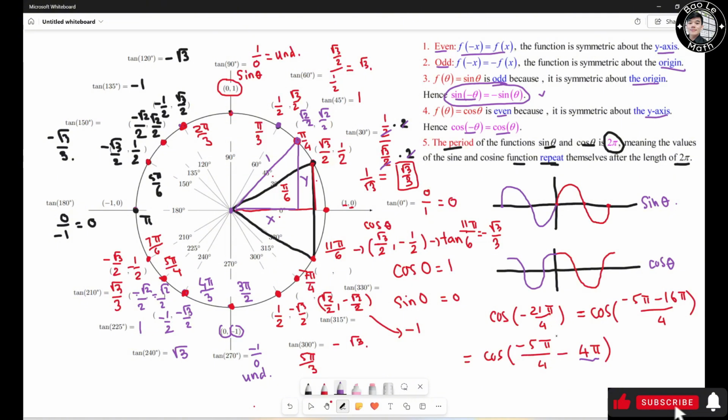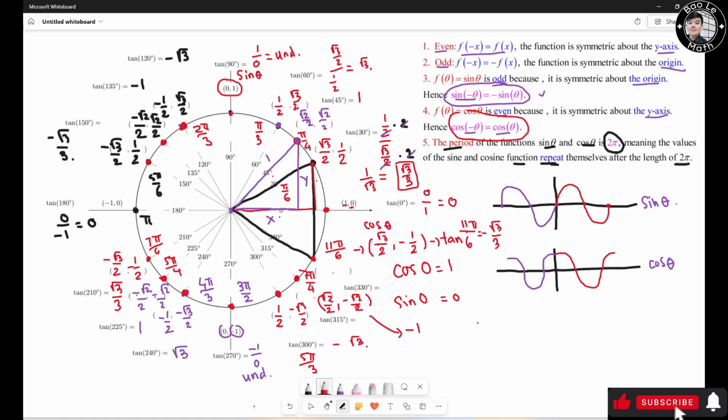So cosine of negative 21 pi over 4 is the same thing as cosine of negative 5 pi over 4. Because the cosine function is even, we use the formula: cosine of negative theta equals cosine of theta. So this is the same thing as cosine of 5 pi over 4, which is negative root 2 over 2.